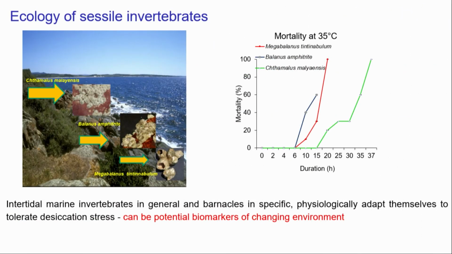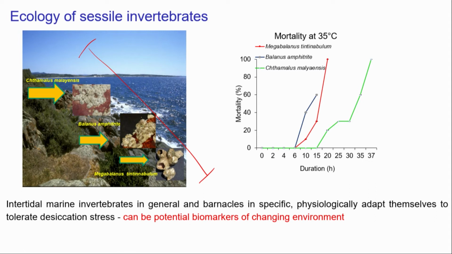And while coming to ecology of sessile invertebrates in the environment, I did some experiments. You can find there are organisms sitting in different zones. You have the splash zone, the surf zone, the top one, then we have the Balanus amphitrite in the middle, and the Megabalanus tintinnabulum, which is almost in the lower portion of that intertidal zone. And I've presented a result of their mortality at 35 degrees centigrade under desiccation conditions.